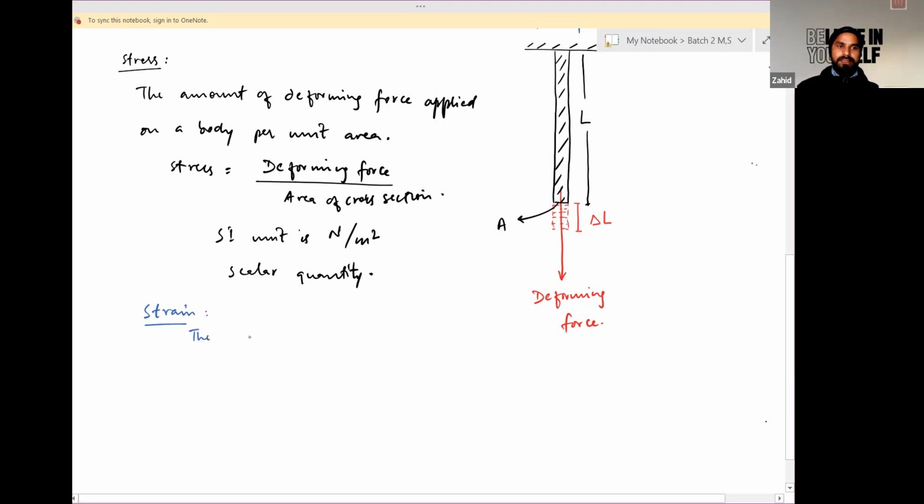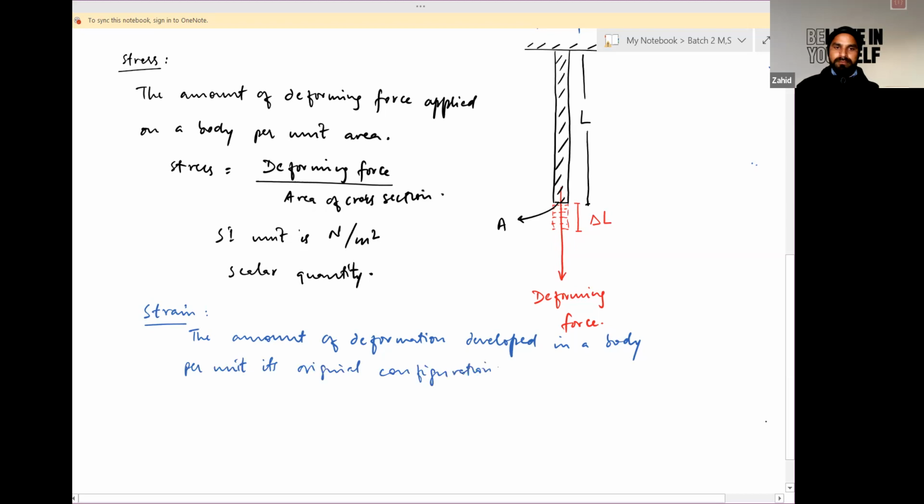So it is the amount of deformation developed in a body per unit its original shape or original configuration is called strain. So strain is basically the ratio of deformed shape to the original shape.